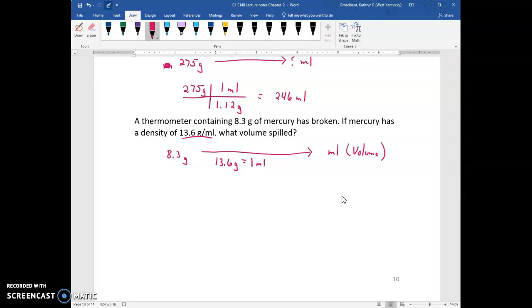Okay, so we always want to start with the number from the problem, not with the conversion. This is a conversion. So start with the number from the problem, 8.3, and put units on it. There we go. Then we want to get rid of grams, so the 13.6 goes in the bottom and the 1 milliliter goes in the top. We'll take 8.3 times 1, divide by 13.6, and we have 0.61 milliliters.